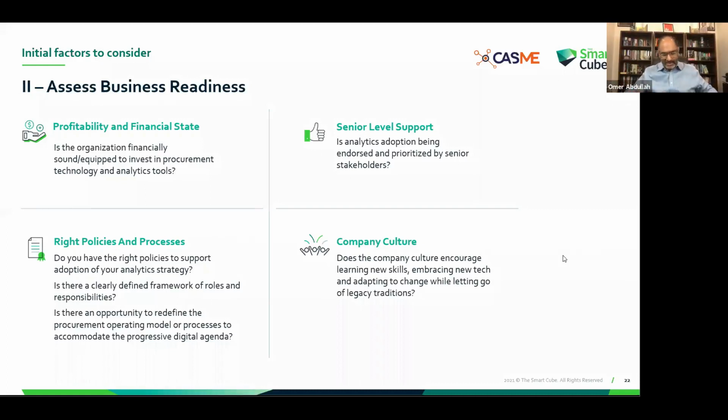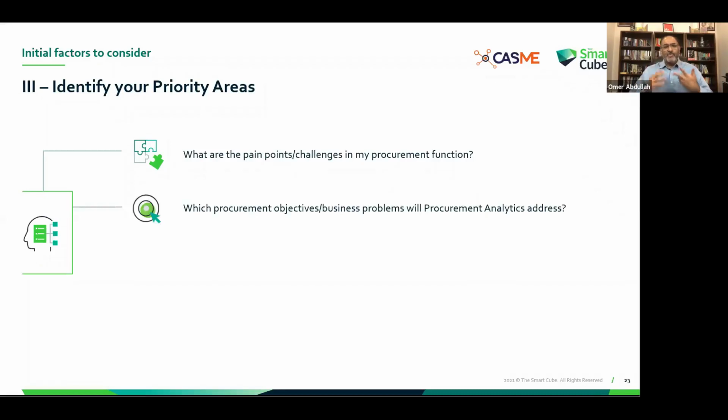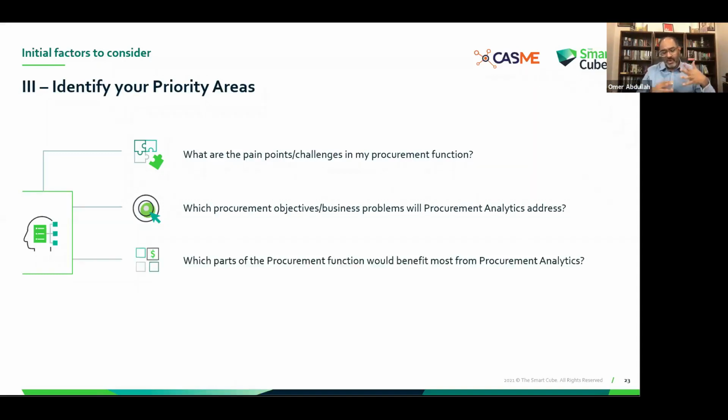The third aspect that we're going to get into is around then identifying priority areas. We often start here, and you can certainly start here to get an idea, but you have to do the other aspects as well. And very quickly, what are the pain points, challenges in my procurement function? The next piece is around which procurement objectives or business problems will analytics address for us as an organization. That will vary depending on where you are, what stage of development, as Graham took us through. But all of those factors you have to consider. The third piece is around which parts of the procurement function would benefit the most from procurement analytics. And then last but not least is what are the risks associated with deploying procurement analytics.